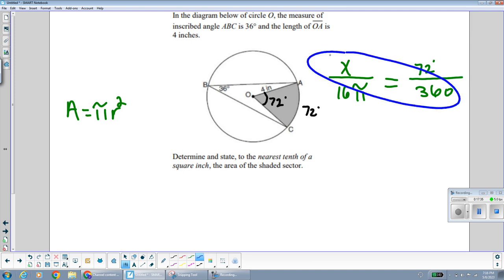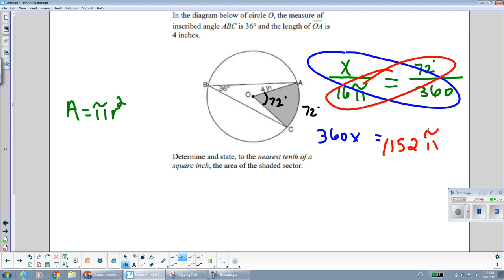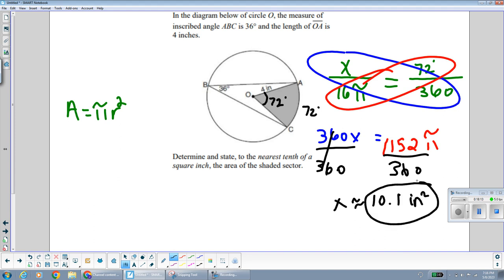So here we have 360x is equal to, let's do 16 times 72. And I got 1152 pi. And finally, we're going to divide everything by 360. And it does say to round to the nearest tenth. So I'm going to remember that this time. Let me put that all into my calculator. And I got x is approximately 10.1 inches squared. The area of the shaded sector is approximately 10.1 inches squared.